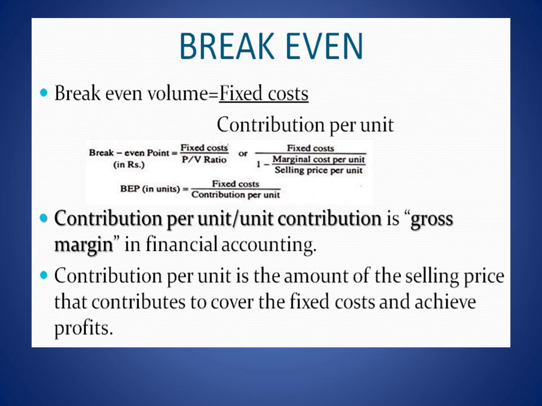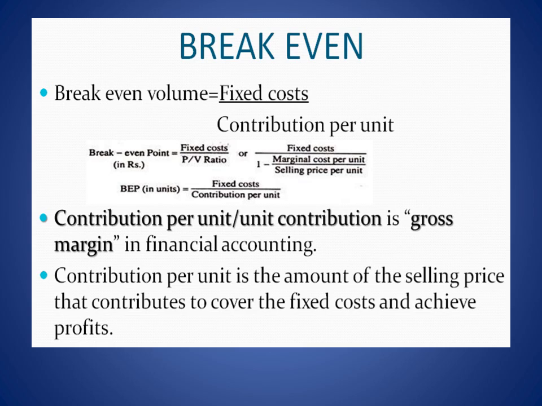Considering the break-even volume, it is equal to the division of fixed cost by the contribution per unit. So this break-even point can be calculated in value or in units. When calculating it in value, we can calculate it using fixed cost divided by the profit volume ratio, or we can also use an alternative, where the profit volume ratio is equal to 1 minus the marginal cost over the selling price per unit.